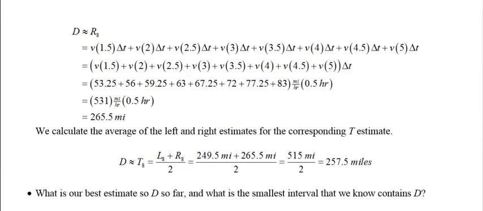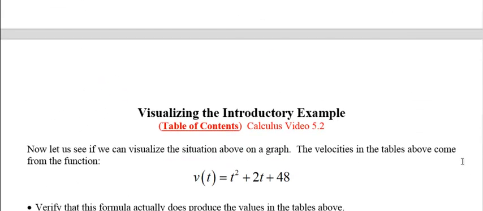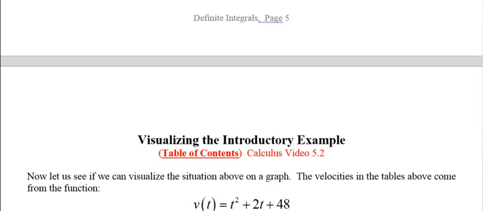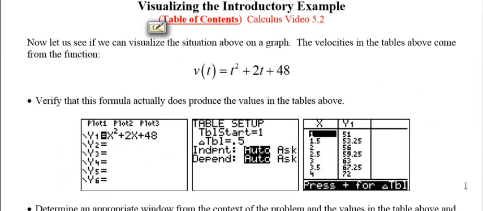Now, in this video we would like to visualize what's happening here. The first thing we want to do is come up with a formula, and it turns out that I used this particular formula to generate the velocities in that table. The formula is v of t equals t squared plus 2t plus 48. So our first task is to make sure that this formula really does generate the table of values that we gave before. And of course we can use our graphing calculator for that.